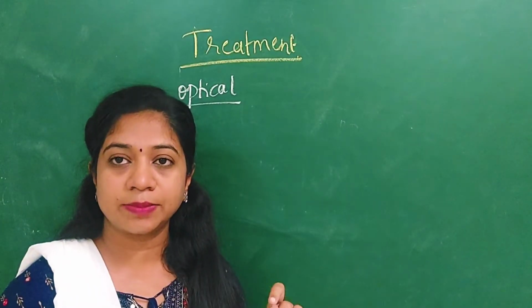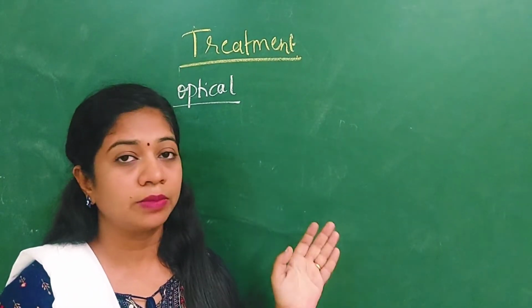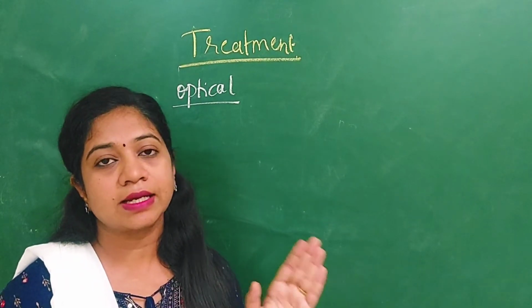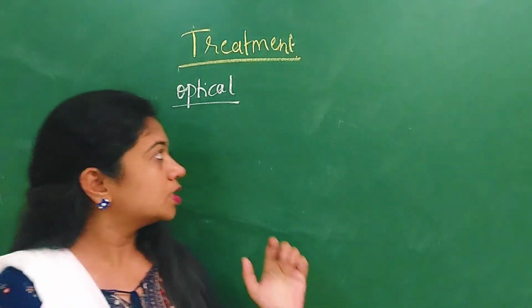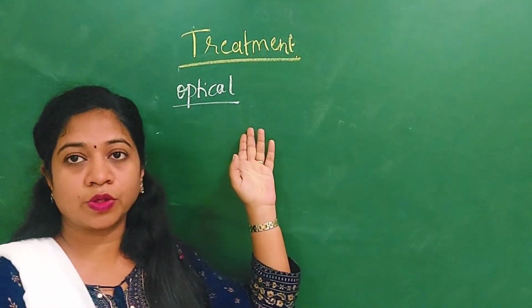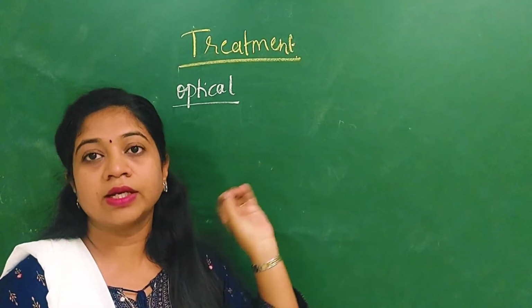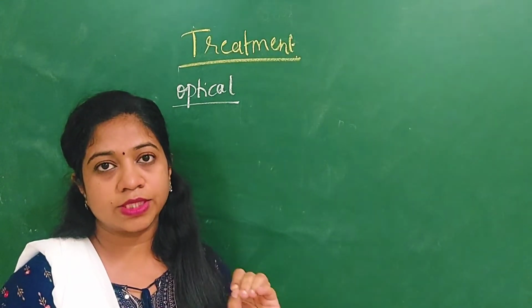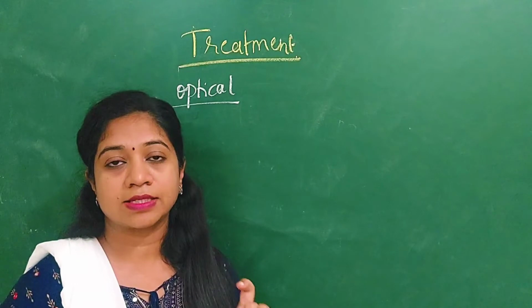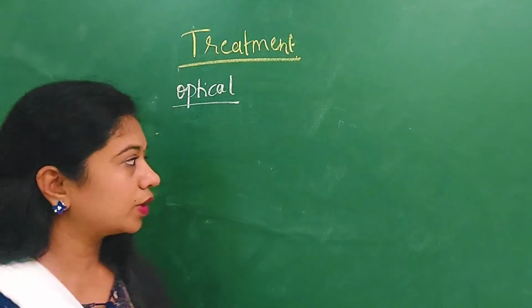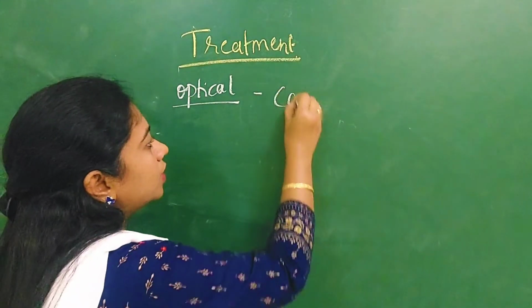The next thing is the treatment of these myopic patients. Before going to the treatment, myopia can be graded as mild, moderate and severe depending upon the degree of myopia, as it is shown. So the first and the most important treatment aspect is the optical treatment, usually done either using spectacles or contact lenses. Please do mention which type of lenses are used in the treatment of myopia. Okay, so that is nothing but concave lenses.